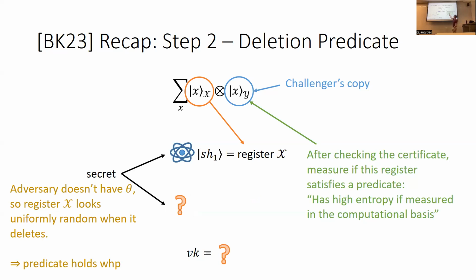The way that we're going to show that the predicate holds with high probability is that the adversary doesn't have that mapping theta. It doesn't know which ones are check positions and which ones are data positions. So this register actually just looks uniformly random to it. It has no information about what's going on. And that means the predicate holds with high probability. I'm not going to go into the details on this. We can talk about it afterwards in the question section if we have some extra time.